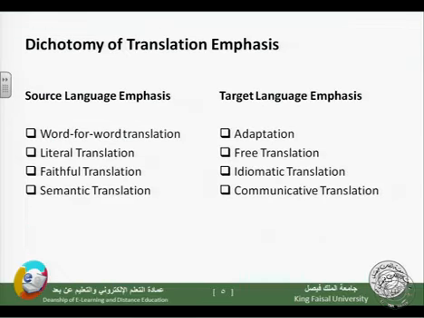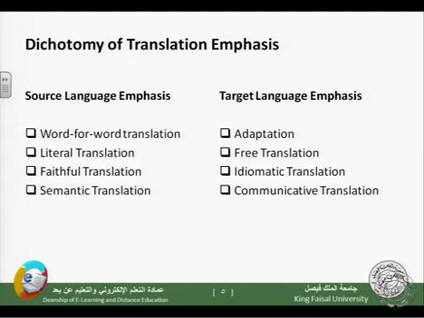Now, the second point, which is very, very interesting, I like this dichotomy. If you really understand this part of the lecture, you will be able to understand really all methods. Now, what do we mean by dichotomy of translation emphasis? We mean differences, two parts, splitting into two parts. Emphasis means focus.